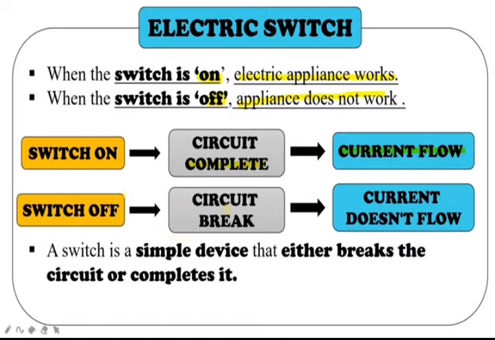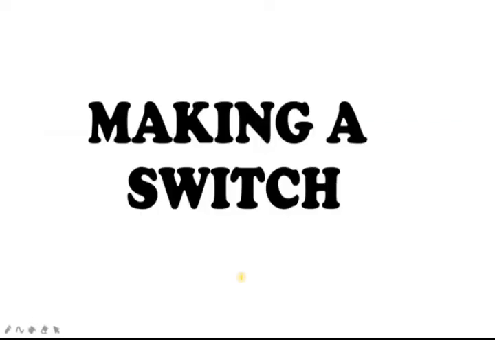Now we will move to study the electric switch. When the switch is on, electric appliances work. When the switch is off, appliances do not work. What happens when you switch on? The circuit is complete and the current will flow. When you switch off, what happens? The circuit is broken and the current doesn't flow. So what is the role of a switch? A switch is a device that either breaks the circuit or completes it. Without a switch, a circuit is never complete. When the switch is in the on position, then only current will flow.